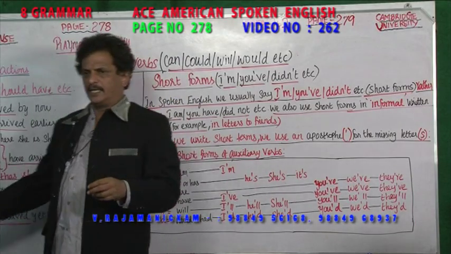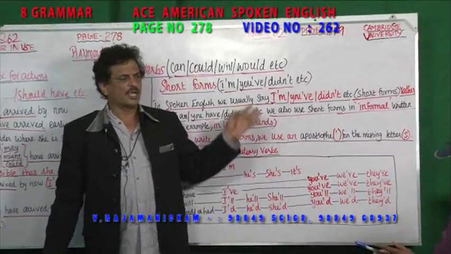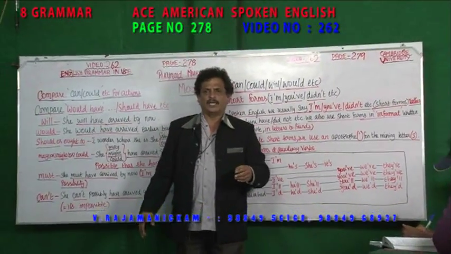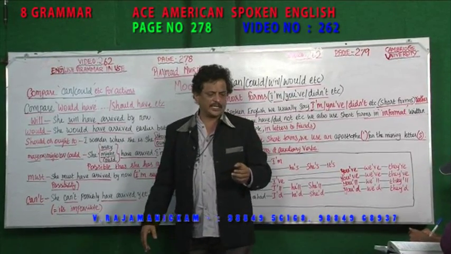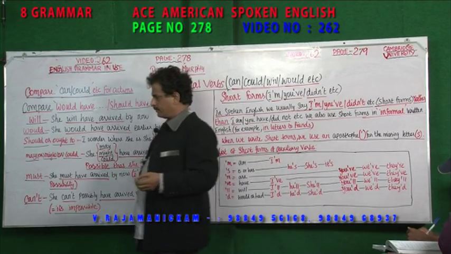ஸோ நண்பர்களே, இந்த மாடல் வினைச்சொல்லினுடைய ஒரு பாகம், இந்த ஷார்ட் ஃபார்ம்ஸ் பேச்சாங்கிலத்திலே ஒரு பாகம், இவைகளை நீங்கள் நன்கு உங்களுடைய பேச்சாங்கிலத்திலும் எழுத்தாங்கிலத்திலும் பயன்படுத்துங்கள். இனி அடுத்து வரக்கூடிய வீடியோக்களில் மற்றவைகளை பார்ப்போம். தேங்க்யூ வெரி மச்.